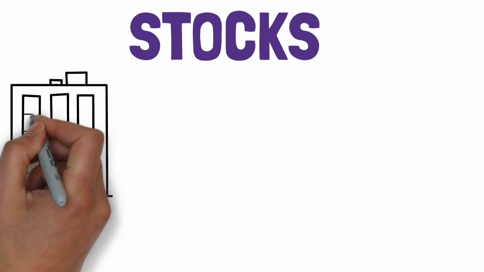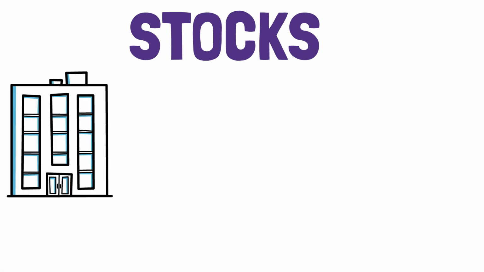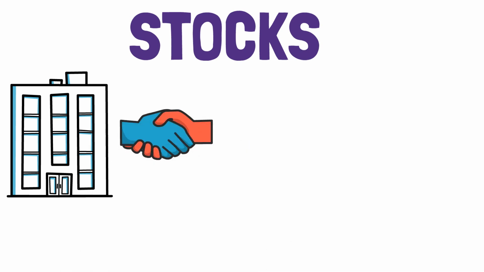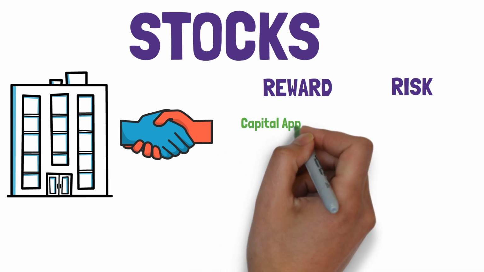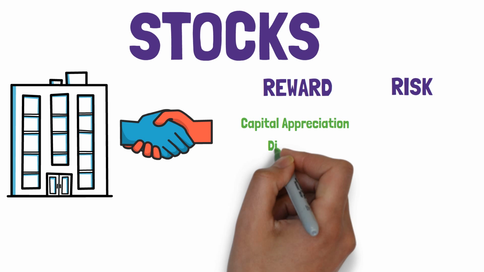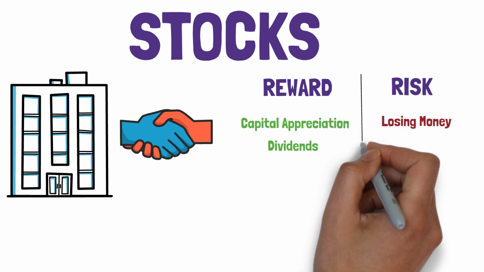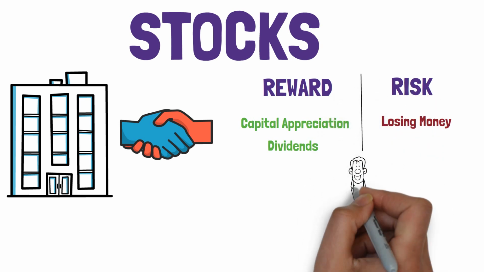Stocks, also known as equities, represent ownership shares in a company. When you own stocks of a company, you are essentially buying a piece of that company and becoming a shareholder. Investing in stocks involves both potential rewards and risks. As a shareholder, you have the potential to benefit from the company's growth and profitability through capital appreciation and possibly dividends. However, the value of stocks can also fluctuate, and there's a risk of losing money if the company's performance declines. Stocks are bought and sold on stock exchanges.